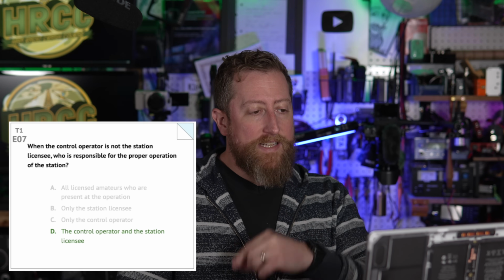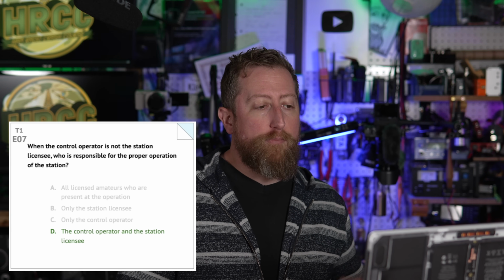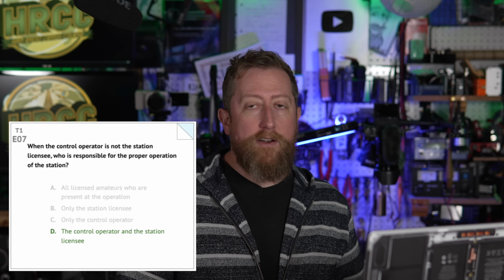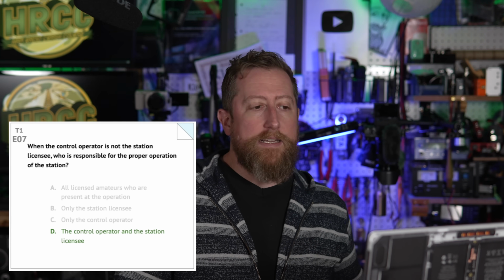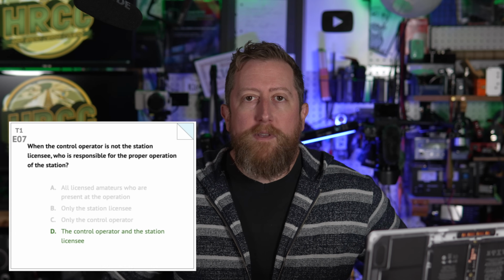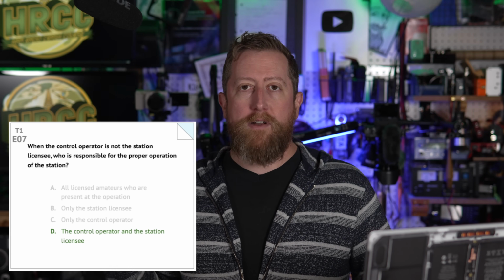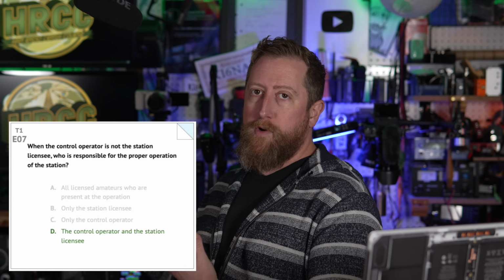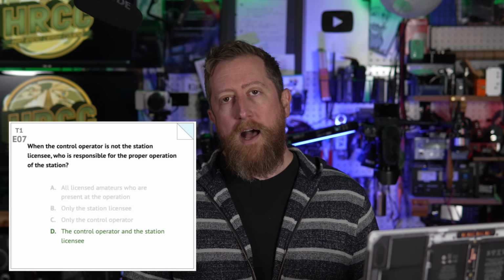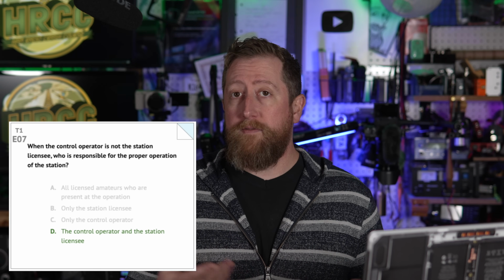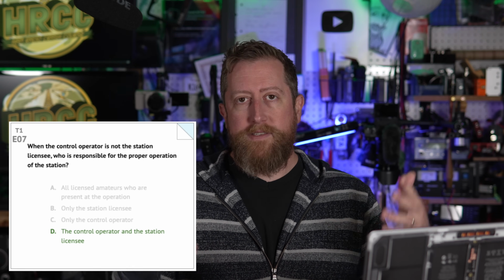Echo 07, when the control operator is not the station licensee, who is responsible for the proper operation of the station? D, the control operator and the station licensee. This is kind of a who's responsible if something goes bad type of question. So my buddy, another ham, could come over here and operate my station, but if they're using it to run afoul of FCC rules, I'm technically liable for allowing them to operate, and they're also liable for what they've done. And there's other examples, but that's just the one that comes to my head.